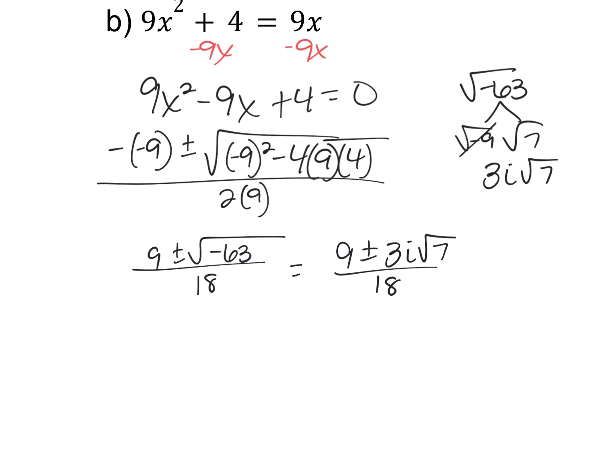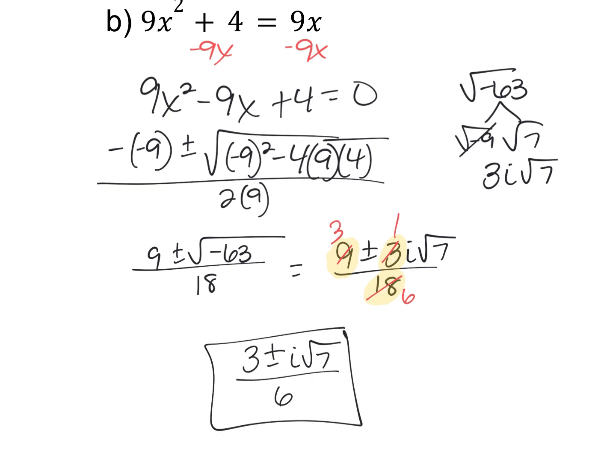But you need to check, can you simplify all of your real numbers or rational numbers out front? And the answer is yes, you can divide all of those by 3. So you end up with 3 plus or minus i square root 7 over 6. That's your answer.